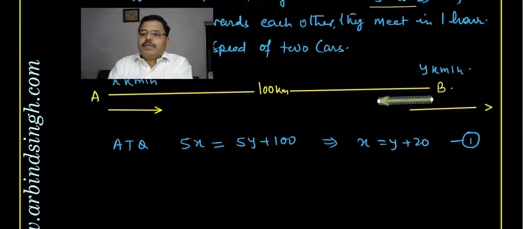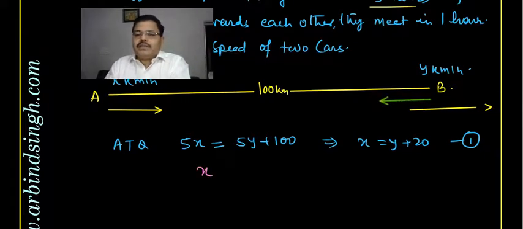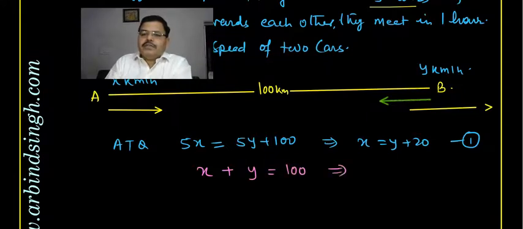B is moving in this direction and A is moving in this direction. Then what will happen? In that case, they will meet in 1 hour. So distance traveled by A in 1 hour is x kilometer per hour, means x kilometer in 1 hour, and distance traveled by y is y kilometer in 1 hour, and that distance must be equal to 100. So this is equation 2, right?